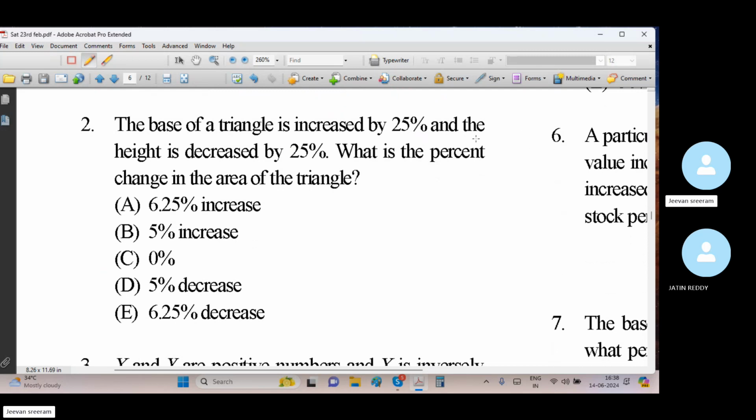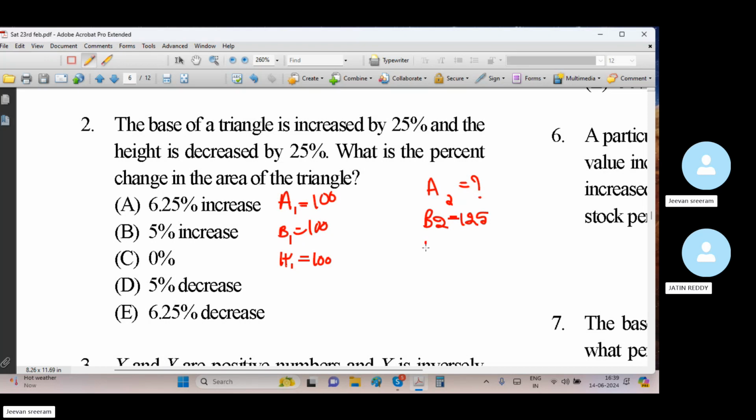The base of the triangle is increased by 25% and the height is decreased by 25%. What's the percent change in the area of the triangle? For example, let's say all the initial values are 100, area, base, height, because we are going to deal with ratios, right? So even if you take all 100, that doesn't matter because we divide them, right? Okay, initial A1, B1, H1. Next, what's A2? Area, we have to find it out, right? What happened to B2? Increased. Base has increased by 25 means B2 is 125. Am I right?